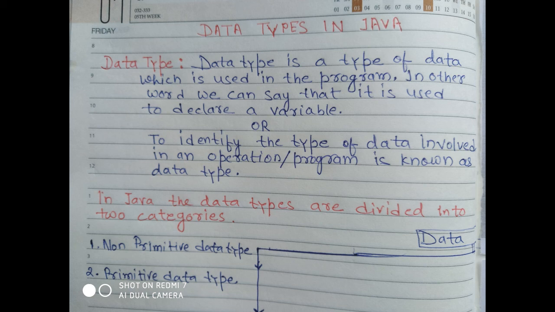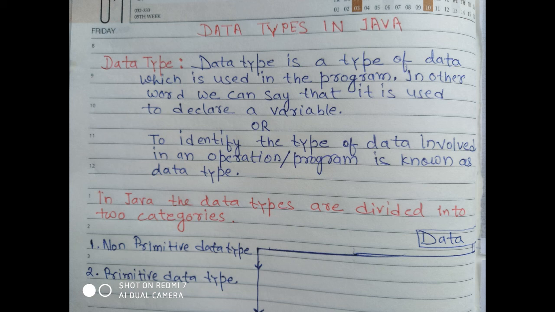Today we are going to discuss data types in Java. Data types is a type of data which is used in the program. In other words, we can say that it is used to declare a variable. Data types can also be defined as identifying the types of data involved in an operation or in a program.